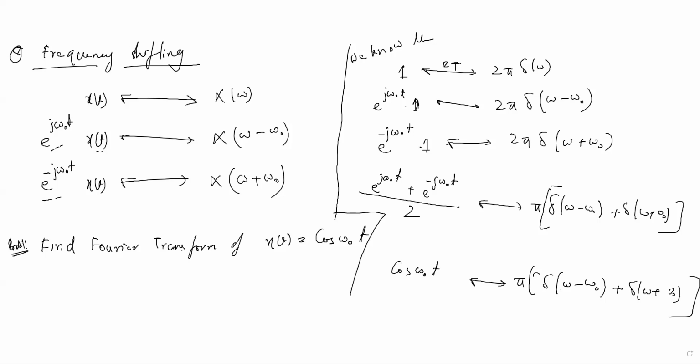Is there any doubt? It's clear how you can use this frequency shifting property, and we can derive the Fourier transform of cos omega naught t using it. As well as we can find sin omega naught t also. Just you try. It's clear? Can I proceed with the next page? Yes, sir.